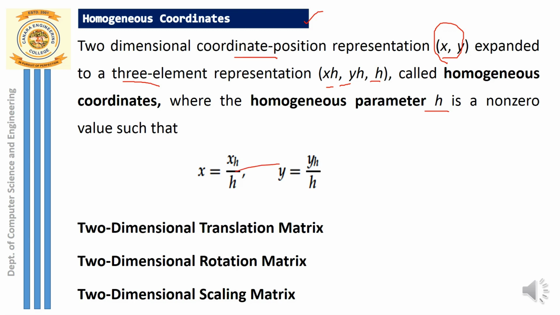So remember, even if it's a 2D point, we extend it to 3 elements, and that third element is the homogeneous parameter. It can be translation, rotation or scaling, all three. For all three, the representation remains the same. So let's see one by one the two-dimensional translation matrix, then the two-dimensional rotational matrix, and then the two-dimensional scaling matrix, and how this could be represented in the homogeneous coordinate system.